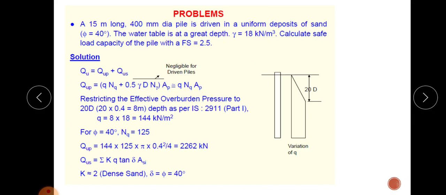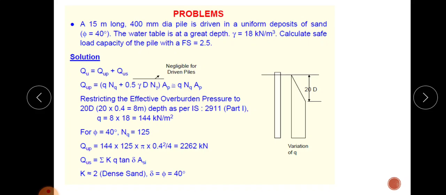So firstly we have to calculate the ultimate load. This ultimate load is equal to QP plus QS. And for cohesionless soil, or sandy soil, QP is equal to q NQ plus 0.5 gamma D N gamma, into AP. But usually the pile will be driven into the soil, and the second term is a surcharge component, and it will be usually negligible in the case of a driven pile. So we can approximate this as q NQ into AP. That's enough, this will be a smaller value. So QP is equal to q into NQ into AP.